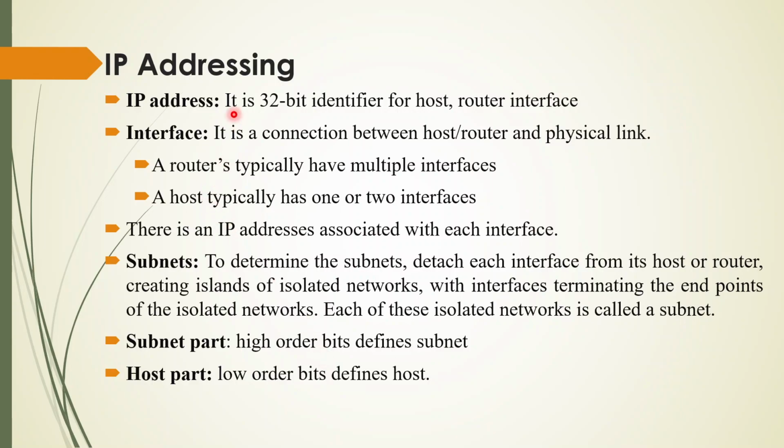So IP addressing is a 32-bit identifier for a host or router interface. Remember, this is the 32-bit address of an interface. It is a connection between a host or router and a physical link. Routers typically have multiple interfaces. A host typically has one or two interfaces.